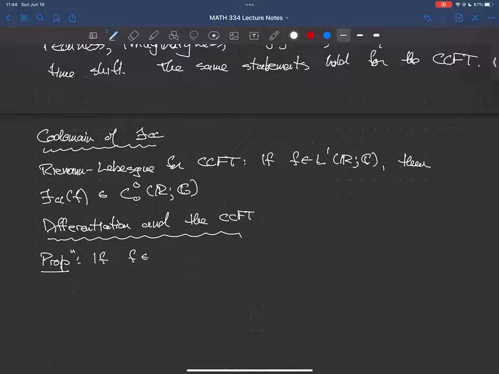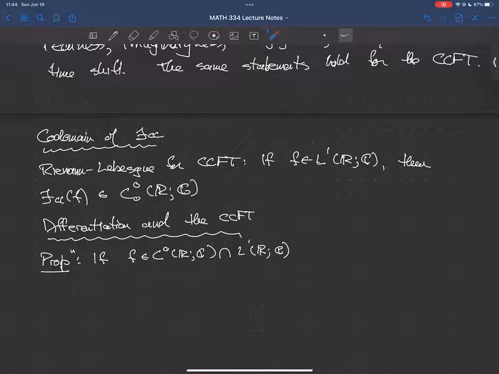So first, if f is in C0, and of course it has to be in L1. Excuse me. And so you'll notice that there are some differences that begin to show up. They're not substantial differences, but they're differences.